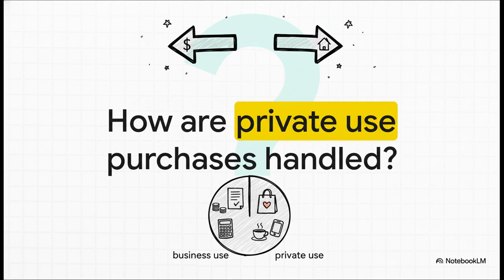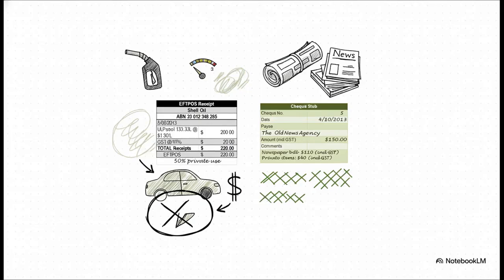So let's tackle a question that trips a lot of people up. What happens when you buy something that's for both business and private use? It's really important to get this right because you don't want to be claiming credits you're not entitled to. The source material gives us this brilliant case study called TIPOD that shows this perfectly. Say you have a fuel receipt where 50% of the travel was for personal reasons, or a newsagent bill that has your personal magazines on it. In both cases, you can only claim GST credits on the part that's directly related to your business.